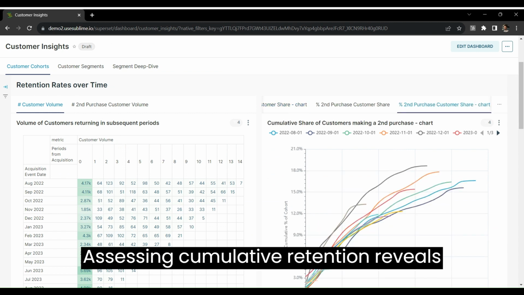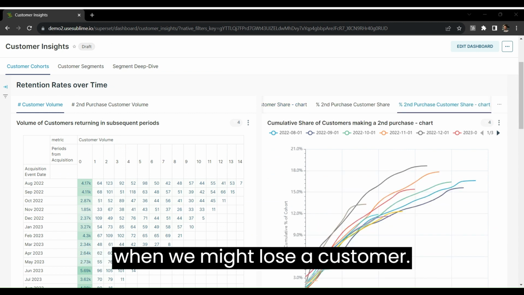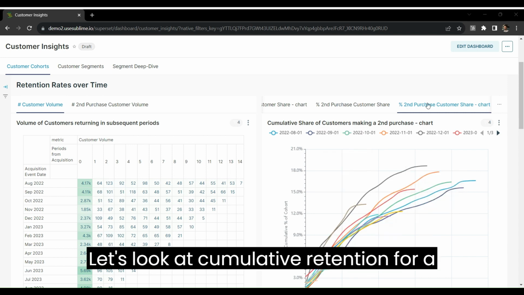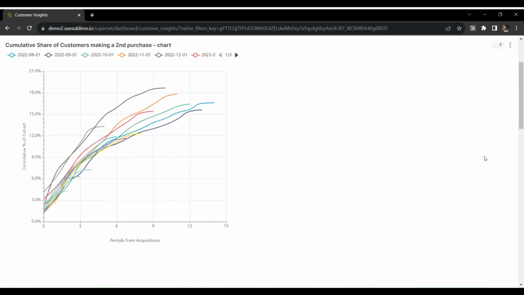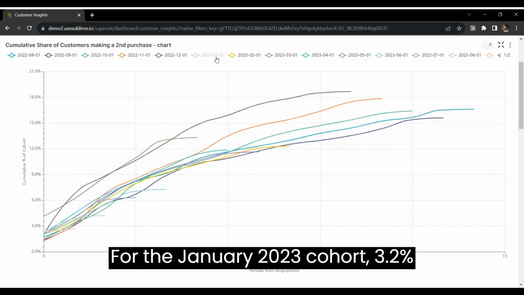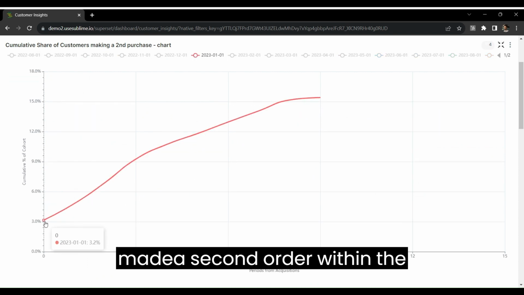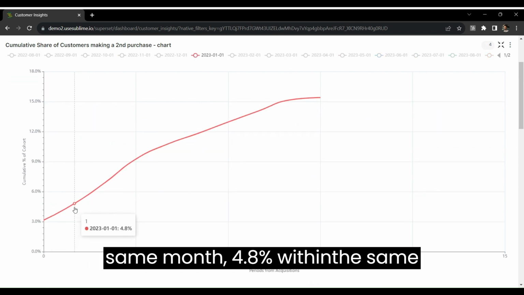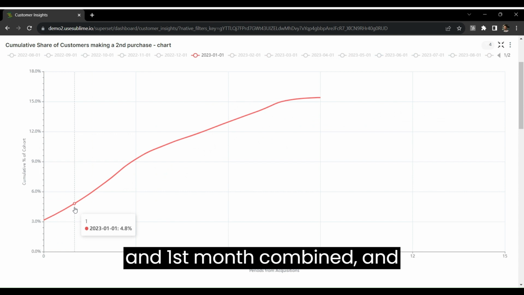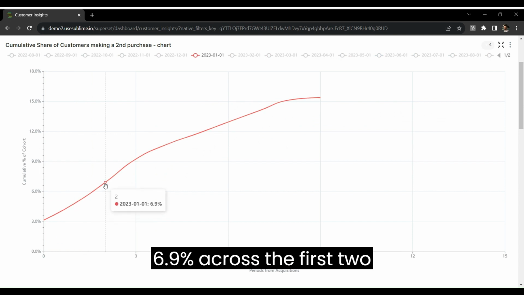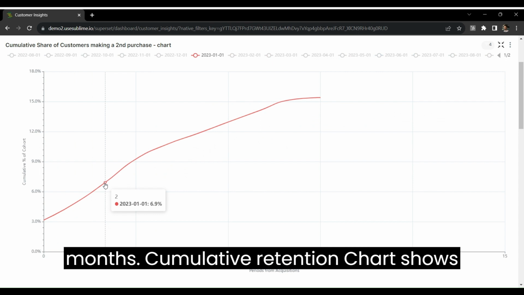Assessing cumulative retention reveals when we might lose a customer. Let's look at cumulative retention for a second order. For the January 2023 cohort, 3.2% made a second order within the same month, 4.8% within the same and first month combined, and 6.9% across the first 2 months.